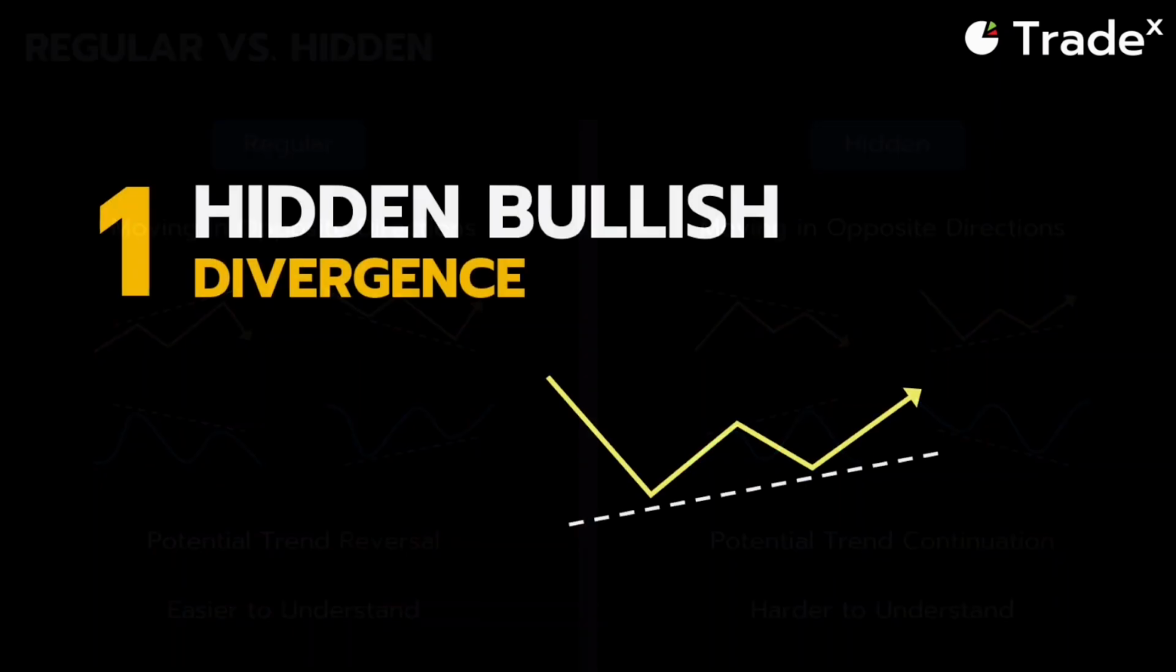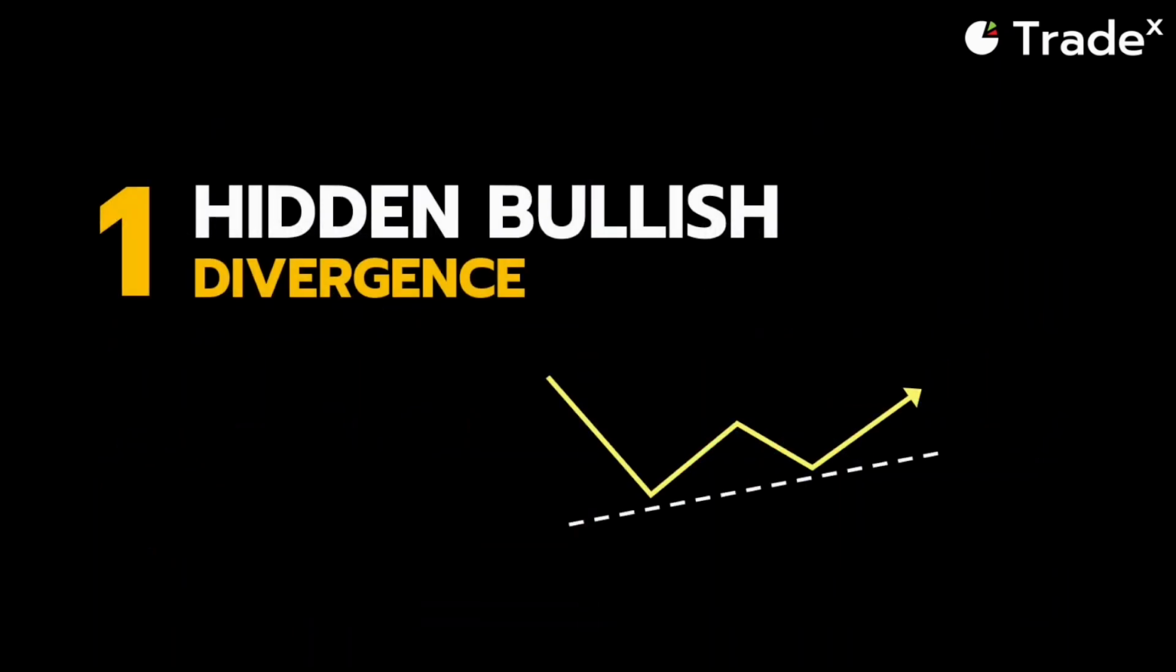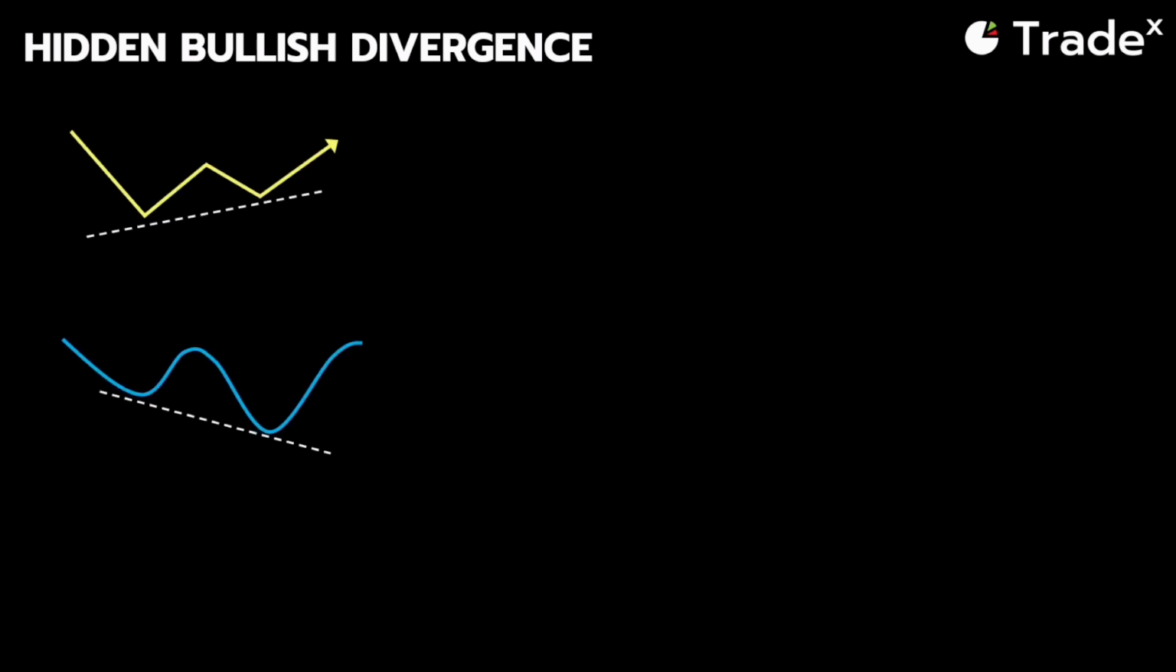Alright, let's begin with number 1. Hidden bullish divergence. This pattern occurs when the price is rising and continues to rise further. The pattern emerges when the price makes a higher low while the RSI forms a lower low. It indicates that, despite a weakening in momentum, the price continues to rise. This divergence suggests that the bullish trend is likely to persist as the underlying upward movement remains intact even though the momentum may seem weaker.